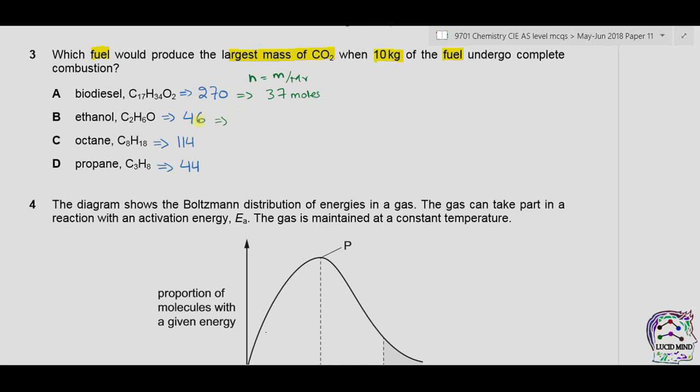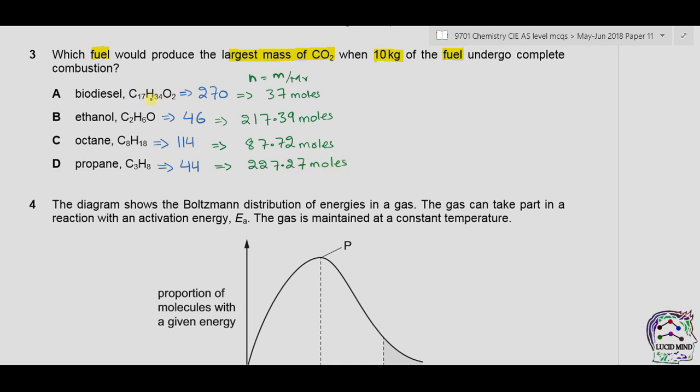Similarly, dividing 10,000 with 46, the number of moles comes equal to 217.39 moles. For octane, the number of moles is 87.72. For propane, the number of moles is 227.27.